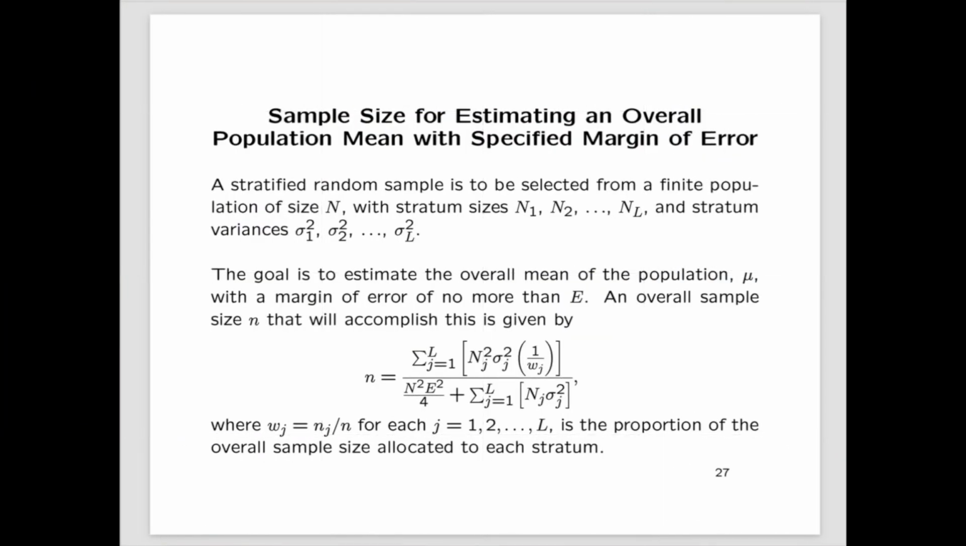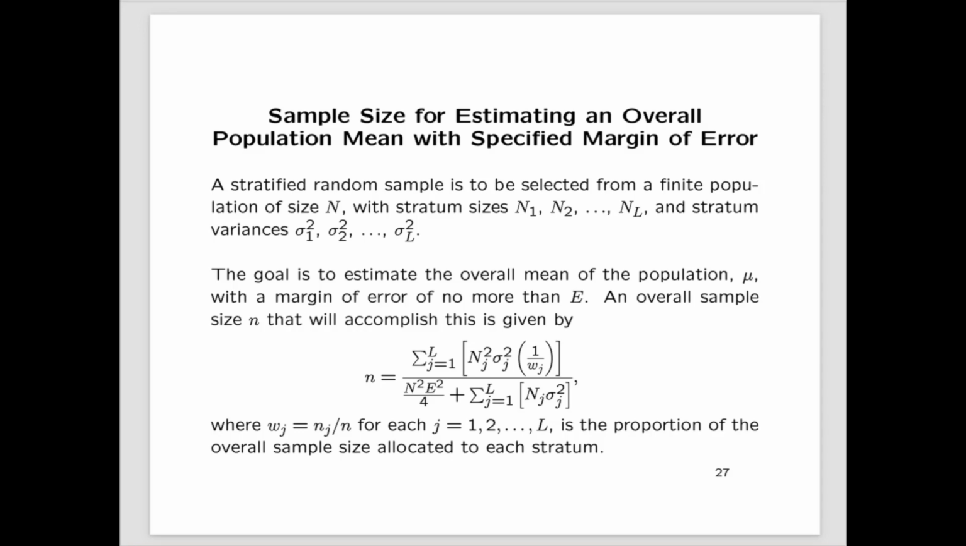A stratified random sample is to be selected from a finite population of size capital N, with stratum sizes N1, N2, and so forth up to N sub L, and stratum variances denoted by sigma 1 squared, sigma 2 squared, and so forth up to sigma sub L squared. Now the goal is to estimate the overall mean of the population, mu, with a margin of error of no more than E. An overall sample size, little n, that will accomplish this is given by this formula here on slide 27.